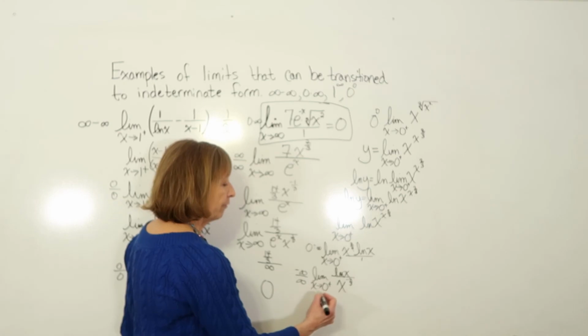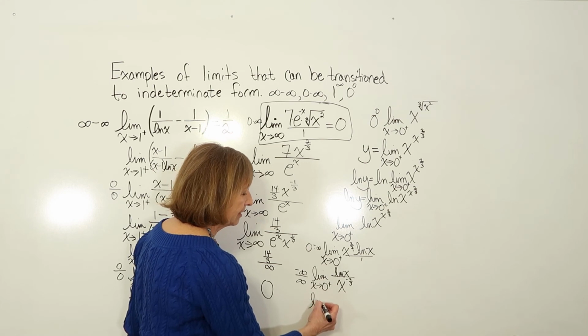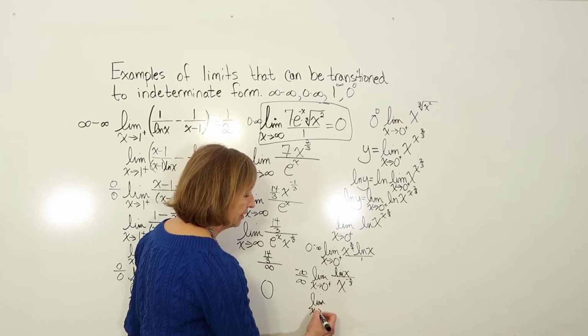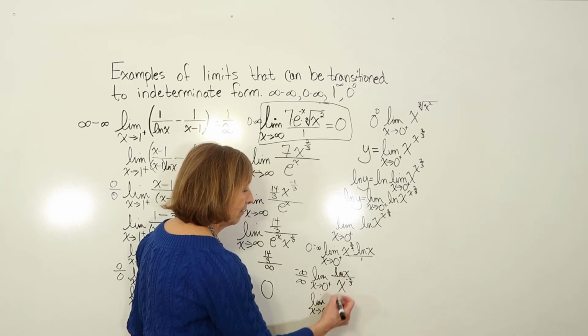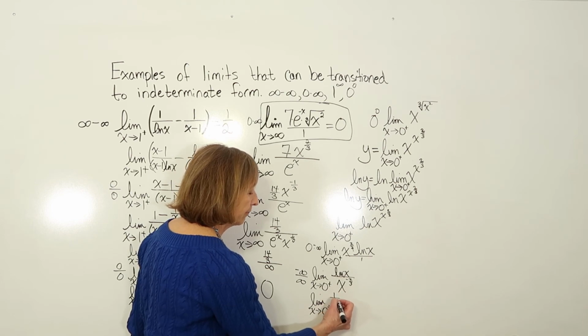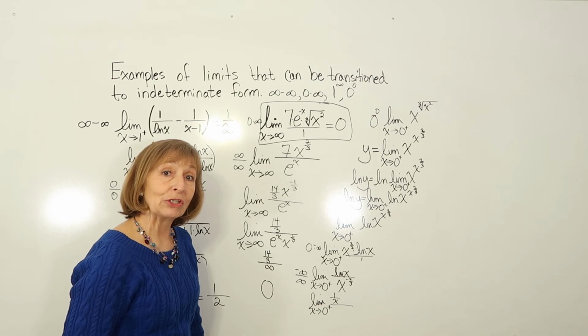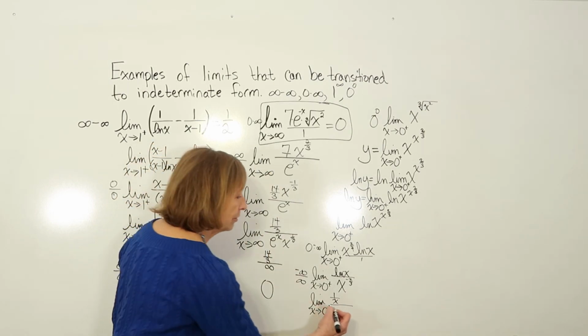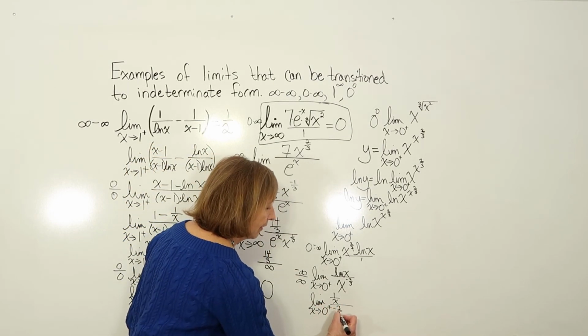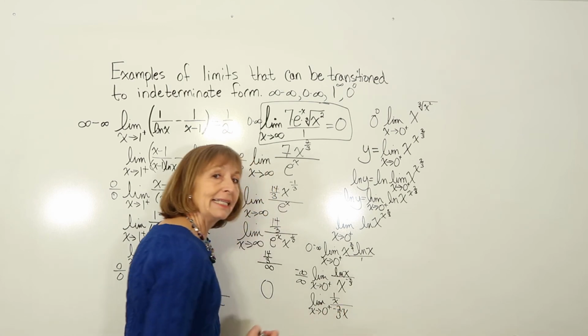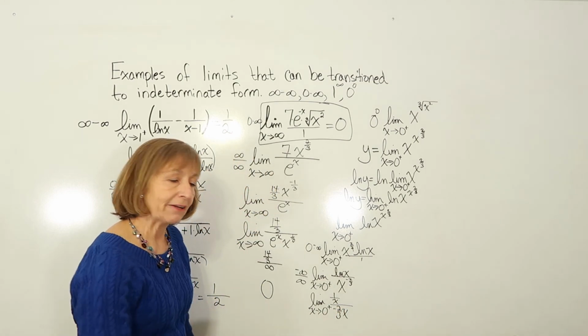I have a case that I can use L'Hopital's rule. Take the derivative of both the numerator and denominator. This is the limit as x approaches 0 on the right of derivative of natural log of x is 1 over x. And the derivative of x to the negative 2/3 is negative 2/3 x to the negative 2/3 minus 1 is a negative 5/3.